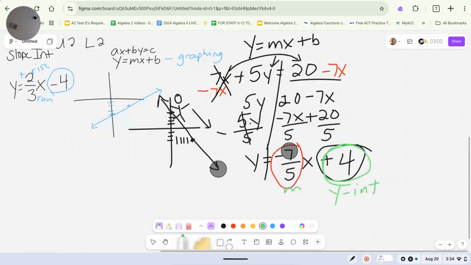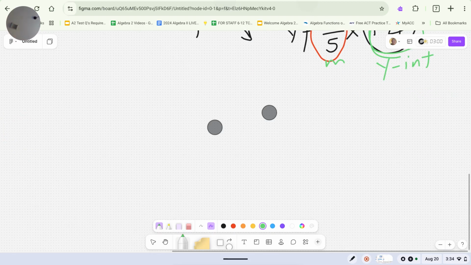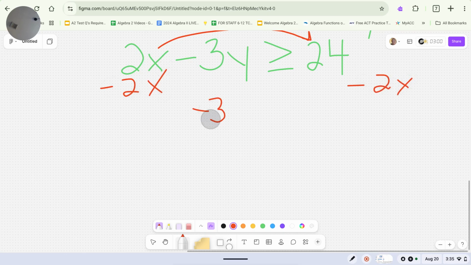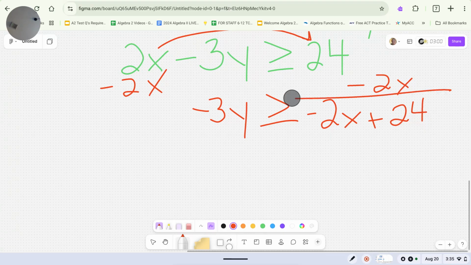Now, does it matter if I have an inequality with it? 2x minus 3y is greater than or equal to 24. If I have something like this, does it matter? No, you do the same thing. It's still y equals mx plus b. So I need to keep my y here, and I'm going to get rid of my x by moving that over. Minus 2x, minus 2x. So now I've got negative 3y is less than negative 2x plus 24, because I can't combine x's and numbers. I have to keep them separate, right?